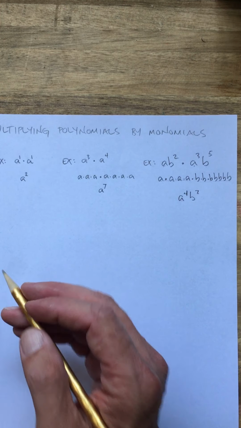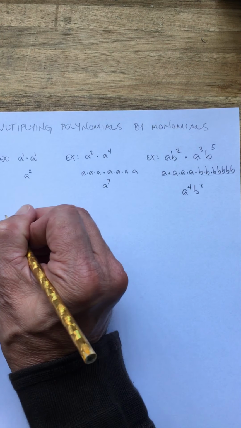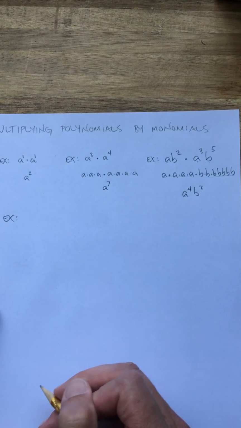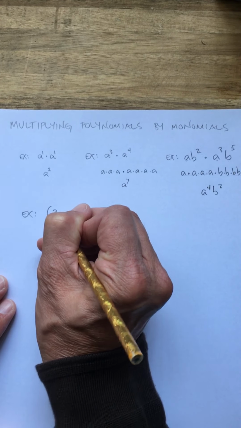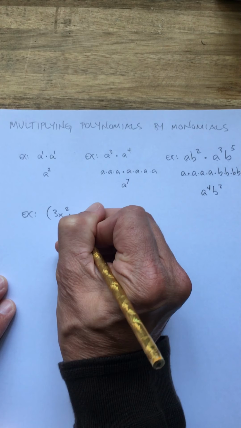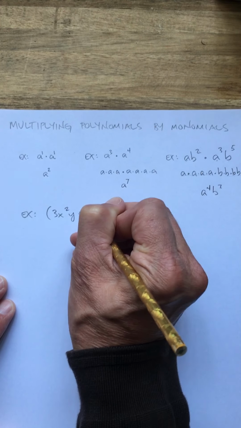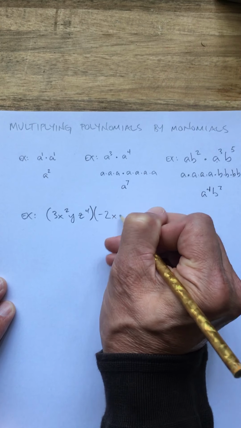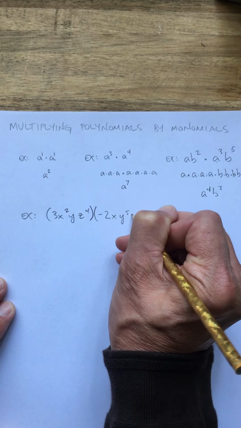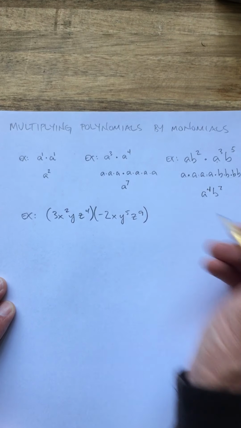Okay? All right, let's do one that's kind of challenging. All right, it's going to look scary, but I know you guys can do it. Here we go. It is in parentheses, 3 x squared y z to the 4th times negative 2 x y to the 5th z to the 9th. Okay?